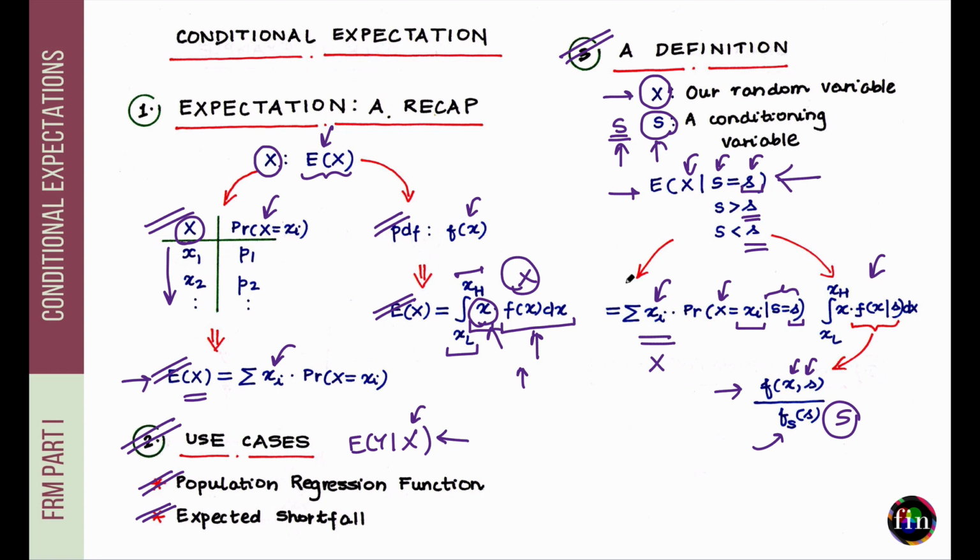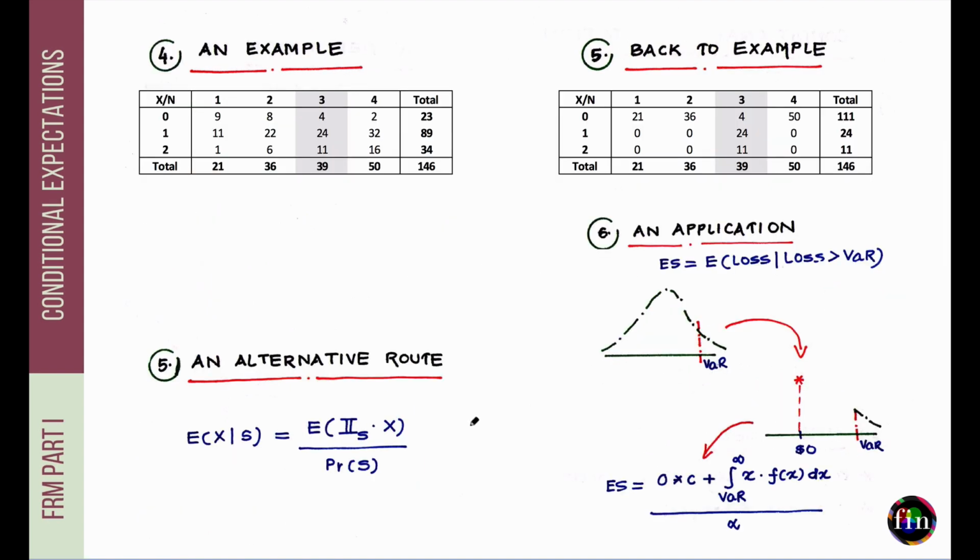Okay. Let's now apply this concept of a conditional expectation to a very quick example. Let's assume that I have tabulated the data of a given locality. This data pertains to n, the number of members in any given family in that locality, and x, the number of cars which this family possesses.